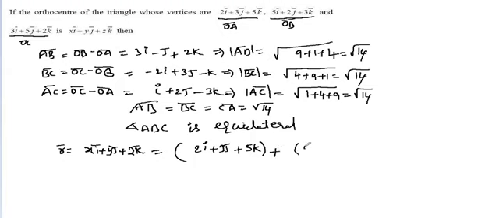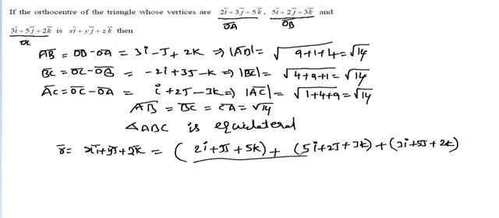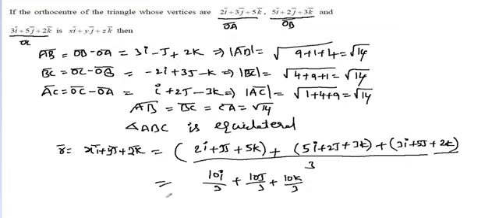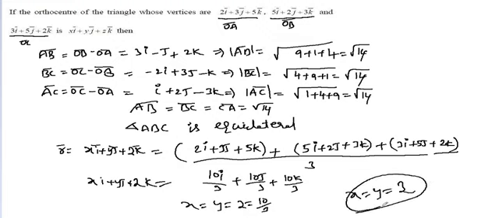OA bar plus OB bar plus OC bar, that is 2i plus 3j plus 5k plus 5i plus 2j plus 3k plus 3i plus 5j plus 2k, whole by 3, that is equal to 2 plus 5 plus 3, that is 10i by 3, and 10j by 3, and 10k by 3. Equating xi plus yj plus zk, here x is equal to y is equal to z is equal to 10 by 3. So from this x is equal to y is equal to z. This is the answer.